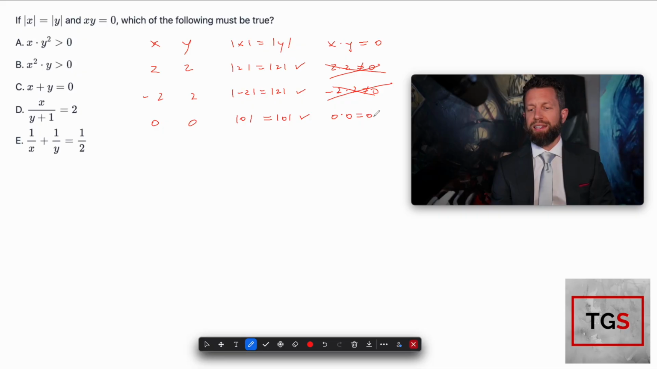So it looks like A doesn't have to be true, which is basically what "must be true" questions are really asking us: which answer has to be true as long as the conditions of the problem are satisfied. So if I have absolute value of x equals absolute value of y and x times y equals 0, then one of these answers has to be true 100% of the time. That's what I'm trying to figure out here. Which one is it? Let's try B. And you'll probably notice that something very similar is going to happen with B.